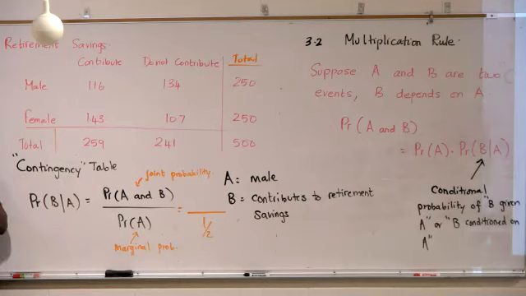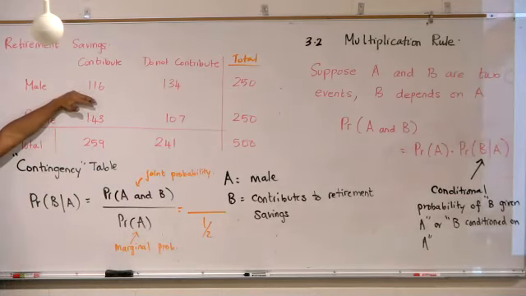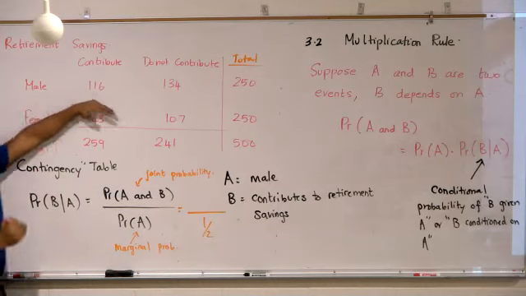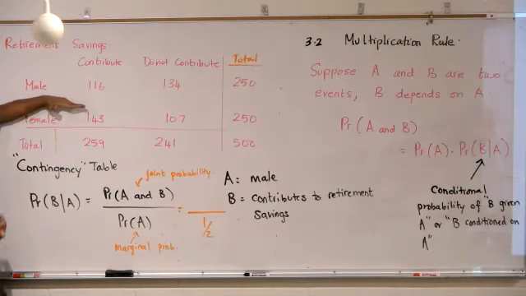A and B happening together. So the probability that you are a male and you contribute to retirement savings. 116 over 250. Is it 116 over 250 or is it 116 over 500? It should be 500 because that's the total amount of people. Why not 250? Because that's just considering males. Exactly. So 116 divided by the total number of people, male, female, doesn't matter. If I just looked at 250, I am conditioning on just males, right?